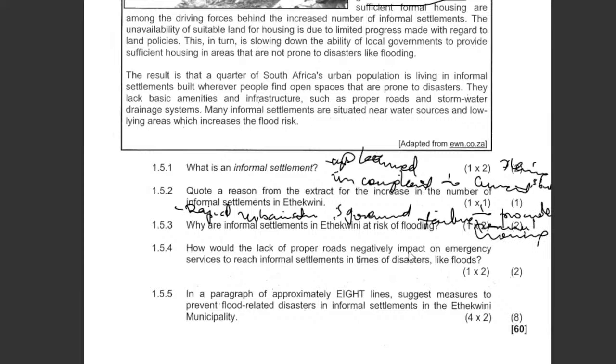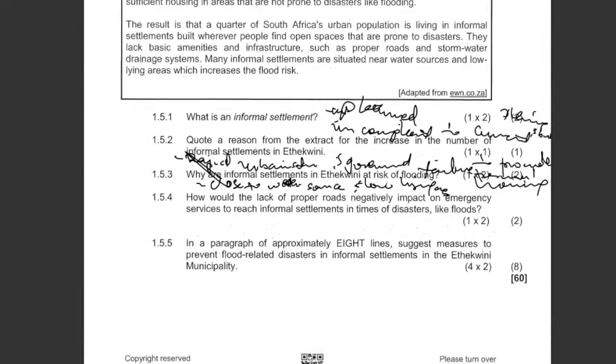Okay. The next one is why informal settlement in Etekwini is at risk of flooding. It is at risk of flooding because number one, it is situated close to water sources and in low-lying areas that can be flooded at any time.